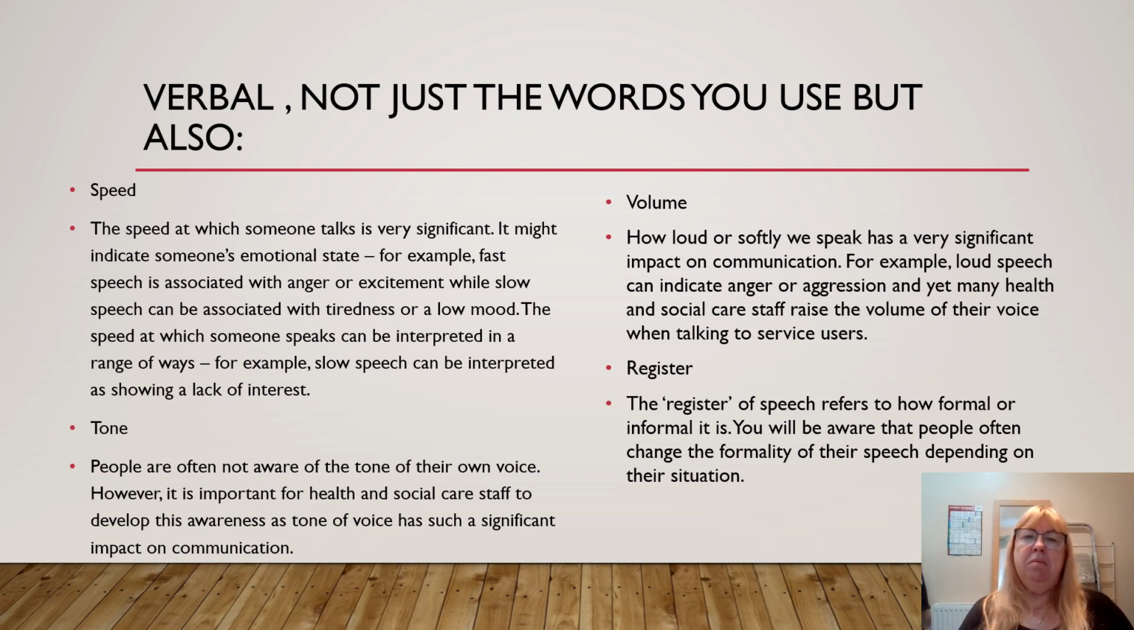So let's think about verbal. As I said, we're focusing on verbal and non-verbal in this session. It's not just the words you use, but also other things such as the speed of how you speak. It can be quite significant. It can indicate someone's emotional state. For example, if someone's angry, they tend to speak quite fast, or quite loudly, or they get quite excited. While slow speech can be associated with tiredness, or someone could be feeling a bit depressed or a bit down. So it's something to look out for. Or they could just be disinterested in what you've got to say to them. So be aware of that.